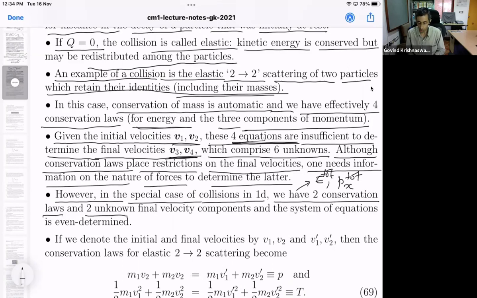And you have only two unknown final velocity components to determine, namely V3 and V4. These are just a pair of velocities in one-dimensional motion, a pair of real numbers, and you have two constraints. So in this case, the system of equations is even determined. It means that you have as many equations as there are unknowns, then we will call the system of equations even determined.